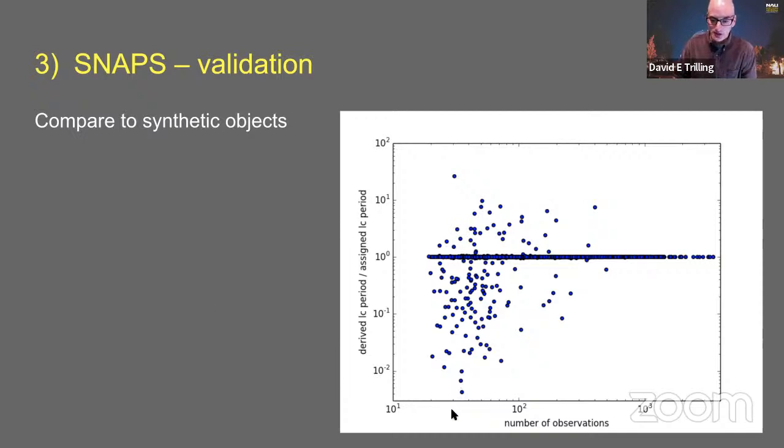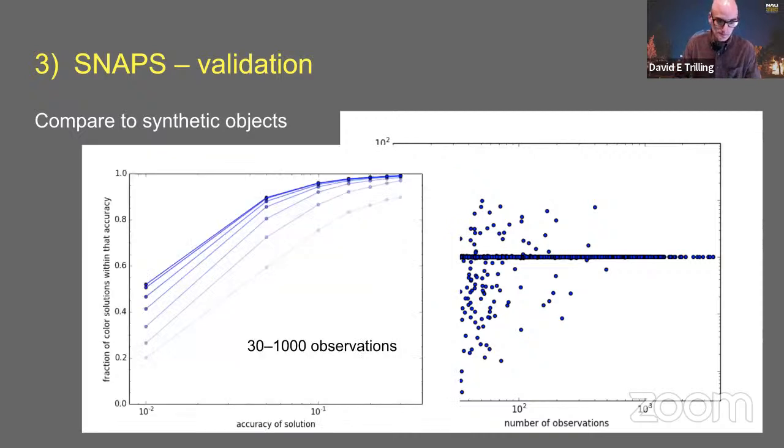So here is number of observations for synthetic asteroids. So this is 100 and this is 1,000 observations. And this ratio here is the ratio of the period we derive to the period that we assigned. And so a ratio of 1 means we got the right answer. You can see almost all our solutions are on this line. We have some scatter here where we have a smallish number of observations. But when you have a large number of observations, the match is almost perfect.